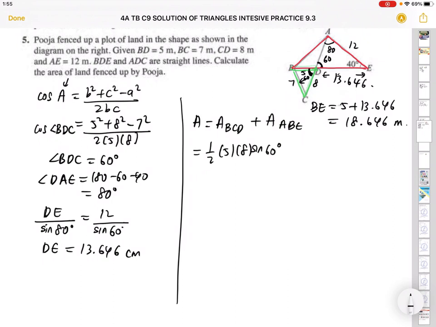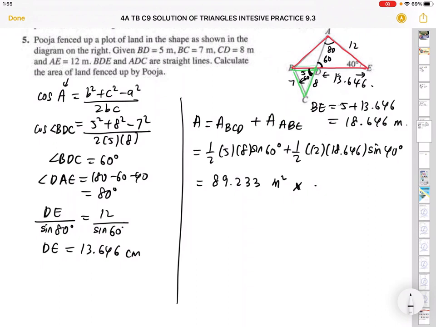For the second one, ABE, I'm going to take half AB sine C as well, 12, and this will be the 18.646, sine of the angle in between, which is 40. Just calculate this one shot. Use your calculator. I got 89.233. Okay, this is in meter, not cm. Yeah, meter square.